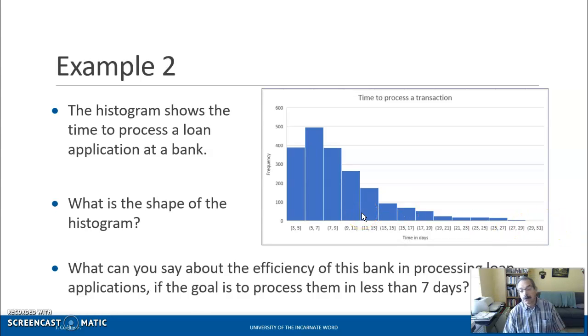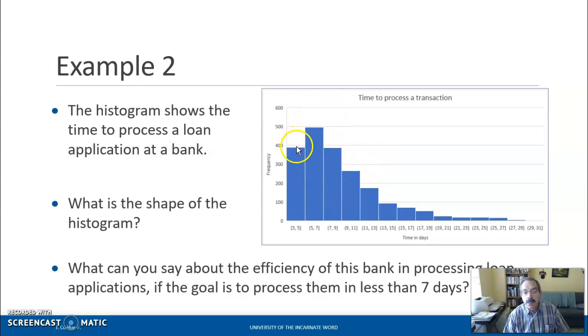Well, great. What can we say about the efficiency of this bank if their goal is to process their loans in less than 7 days? Well, you can see that only in these 2 cases, the loans are processed up to 7 days. And again, we will need to see how this was constructed, and probably this is to less than 7 days. And this is more. The next bar is from 7 days to 9 days.